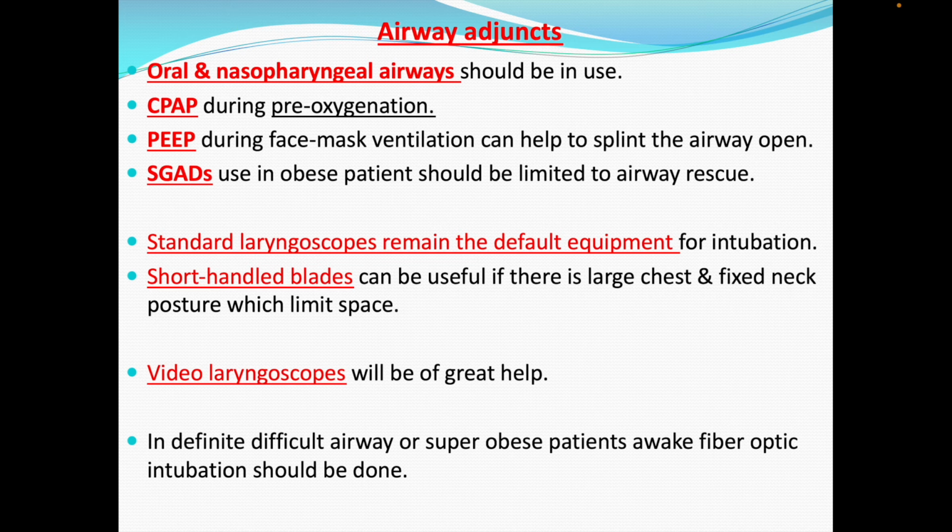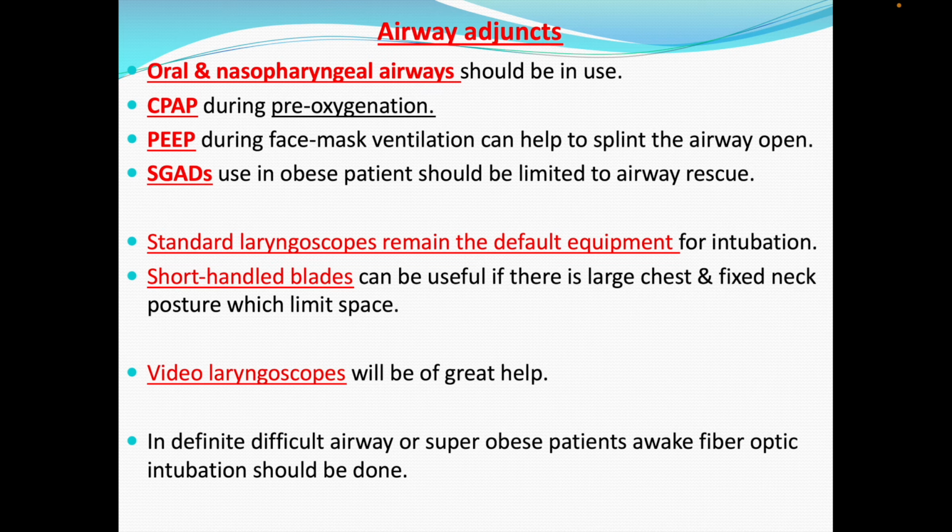Supraglottic airway device used in obese patients should be limited to airway rescue. The authorities do not recommend the use of supraglottic airway, or what we say LMA, for spontaneous breathing or even for controlled ventilation. We can do control on LMA in obese patients, but it is very difficult to ventilate. They need higher pressure. They need a definite airway. But if we fail to intubate, according to guideline, we can use the supraglottic airway device, LMA or iGel or whatever. They should be available all the time in obese patients.